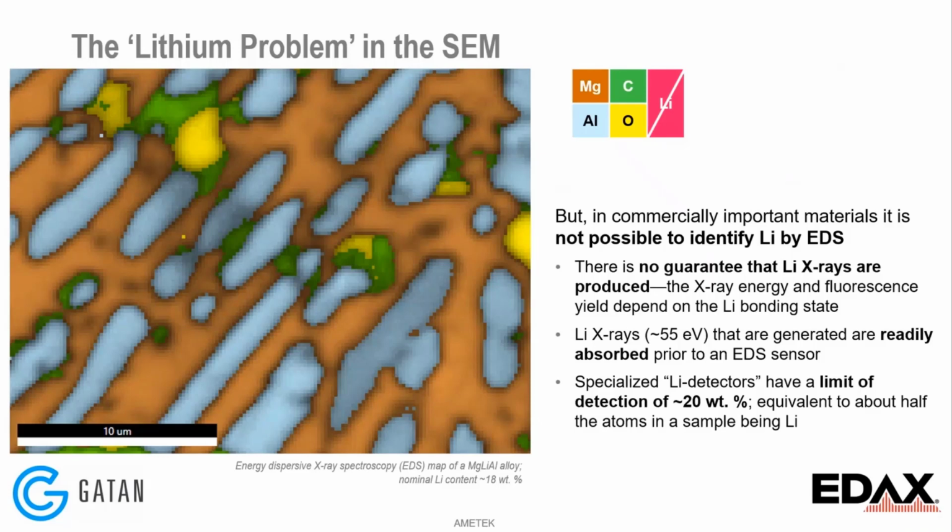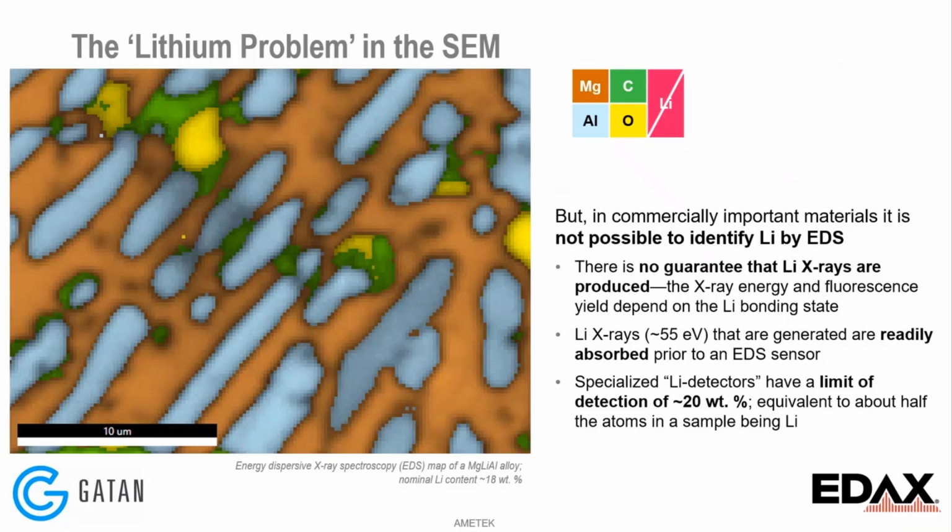So first of all, there's no guarantee that lithium X-rays are actually produced by a specimen that contains lithium. The X-ray energy and its fluorescence yield depends on the lithium bonding state. So in some materials or compounds, it's just a law of physics that no lithium X-rays will be generated because of the bonding state of the sample.